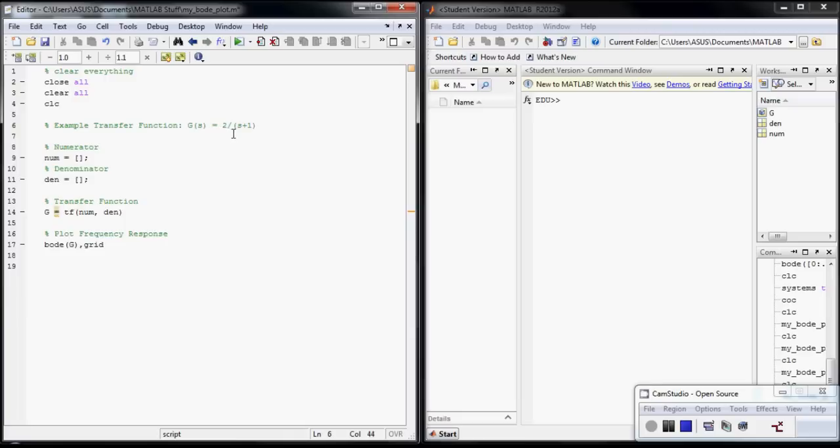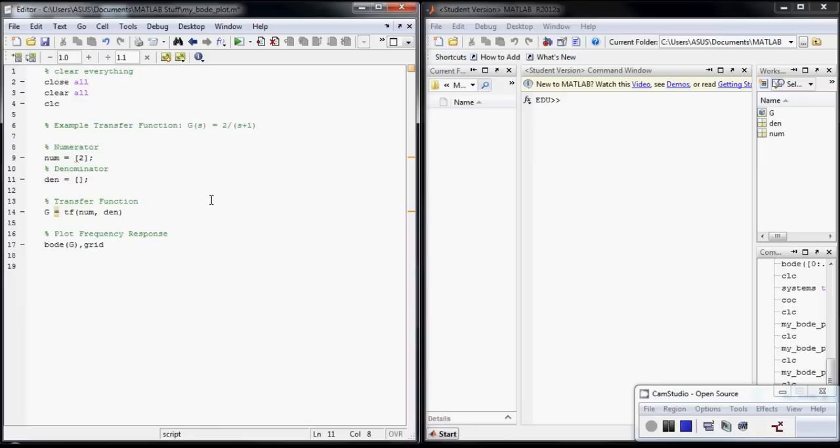G of s equals 2 over s plus 1. This is the transfer function that I'd like to obtain a Bode plot for. So first tell MATLAB what the numerator is. These brackets indicate a matrix. The numerator is 2. And now for the denominator, start with the highest power of s. That's s to the first power in this case.